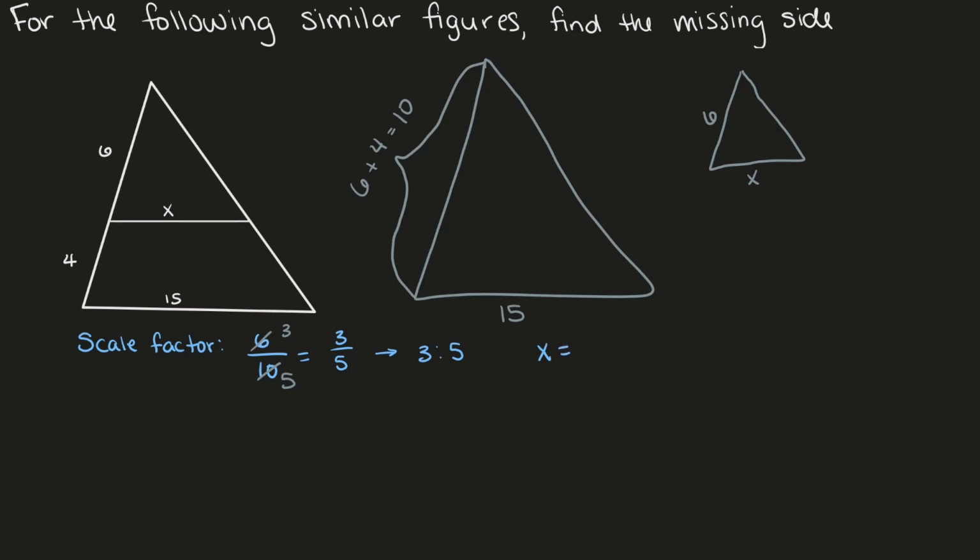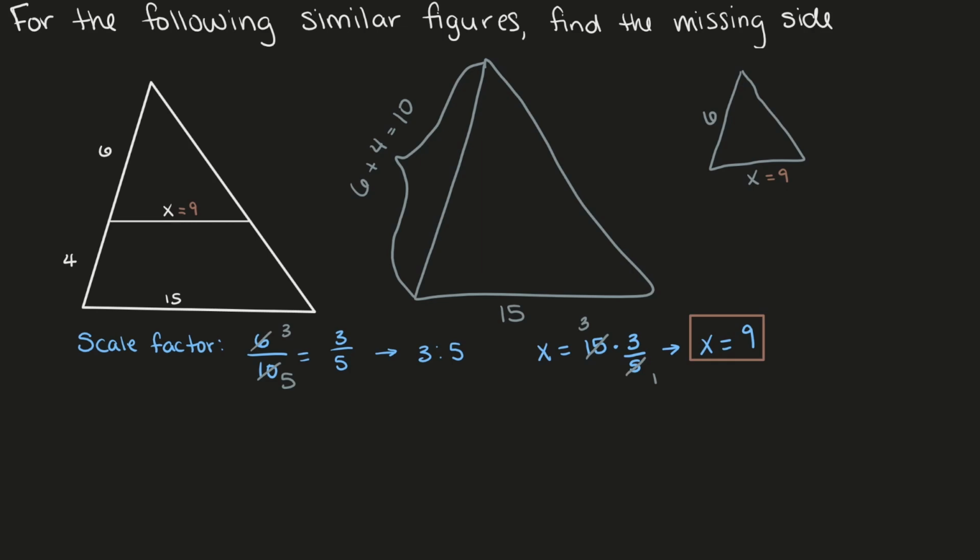X is going to be equal to our corresponding side for x, which is 15, times our scale factor. So x is equal to 15 times 3/5, and 5 can be simplified. 5 goes into 15 3 times, and 3 times 3 is 9, so x is equal to 9.